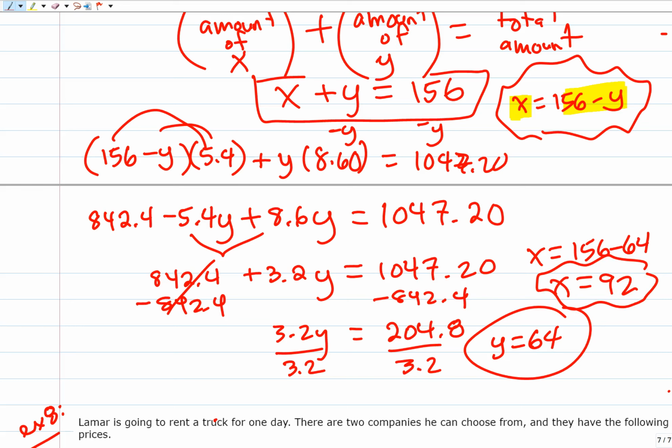Okay. The last two we'll deal with later, and that'll just be on inequalities. Good job, guys.